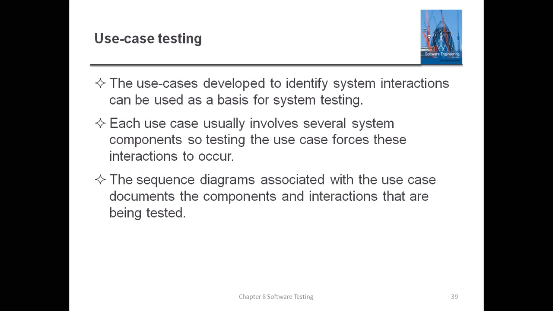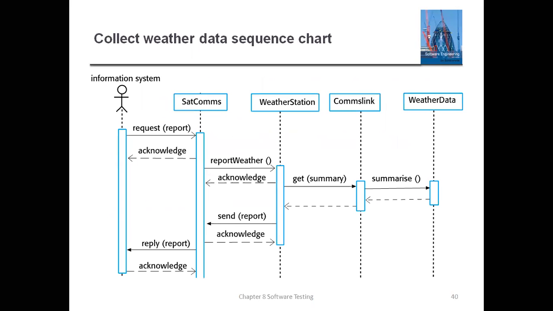And one more thing will happen here: each use case will have several system components which have to be forcefully checked for interaction between them, and you have to find out what is exactly happening between the components. There will be some sequence diagrams associated with your use case documents. I hope you remember we have already done the use case diagrams and sequence diagrams. The testing procedure has to follow exactly whatever we have done in our use case diagrams. Here you can see the example.